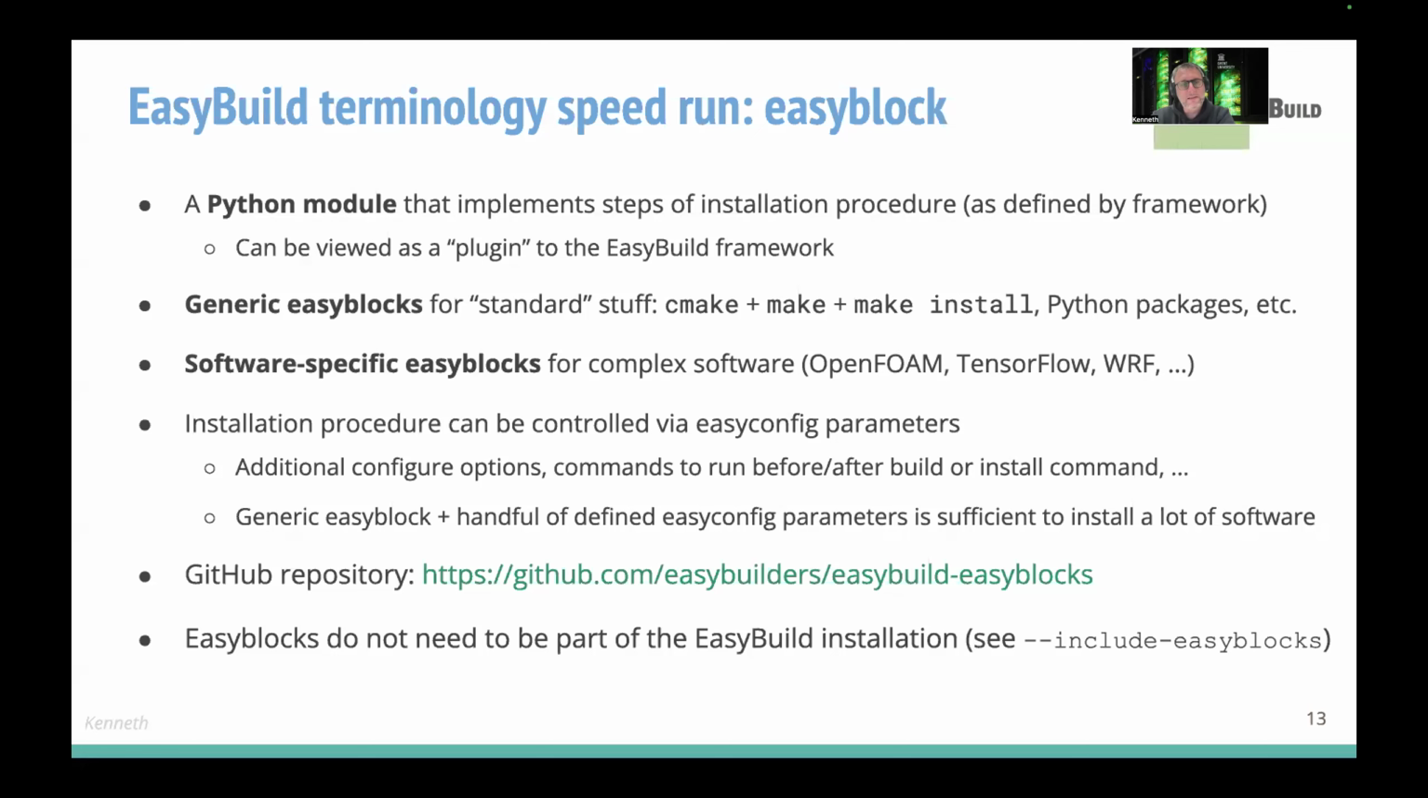So this Python script, this EasyBlock, can then be controlled through various parameters. We call these easyconfig parameters. For example, there's a parameter to specify which configure options should be used for the cmake command.